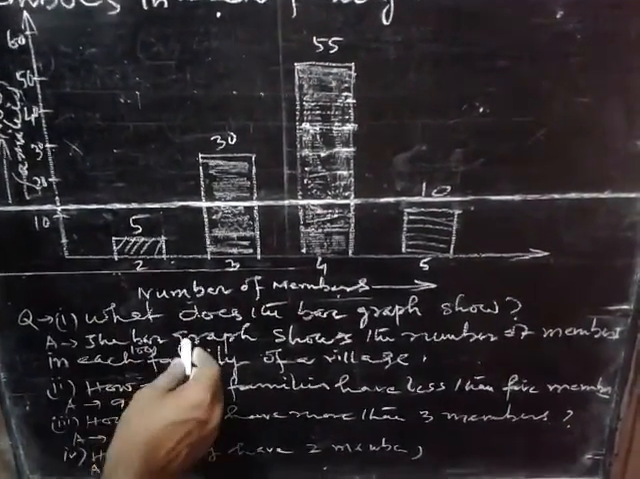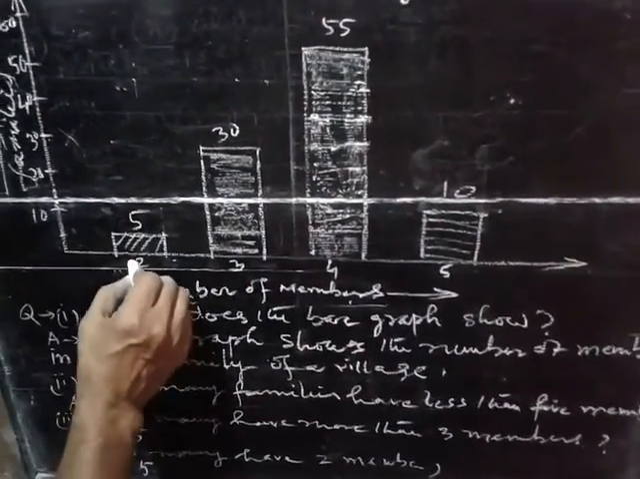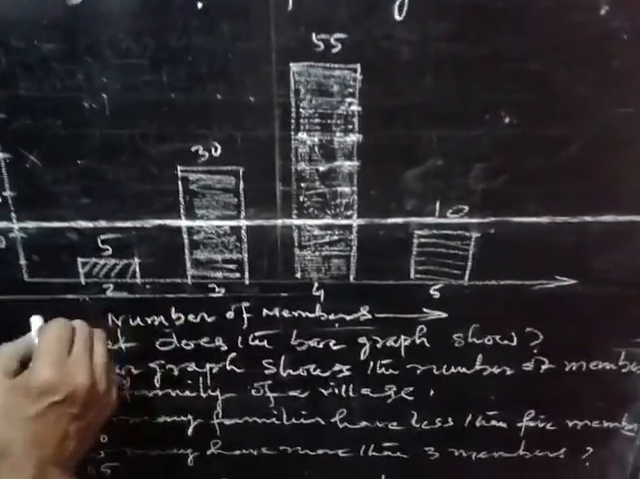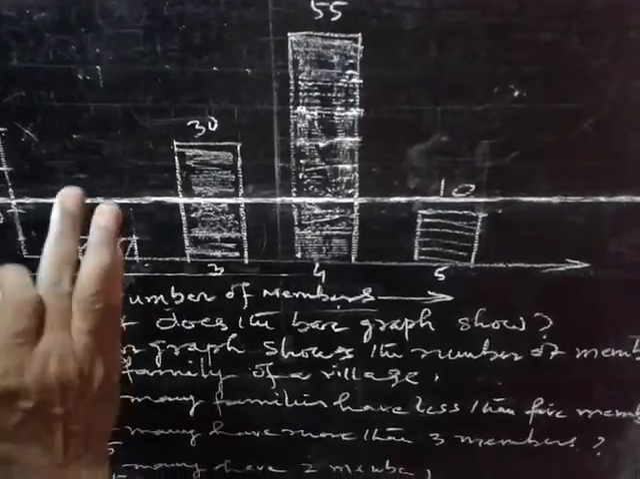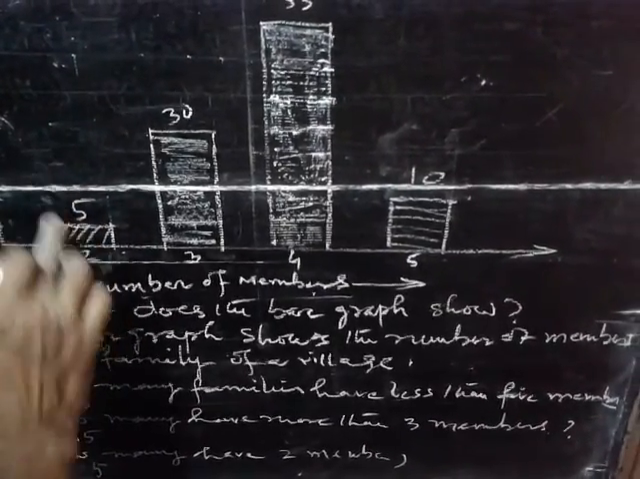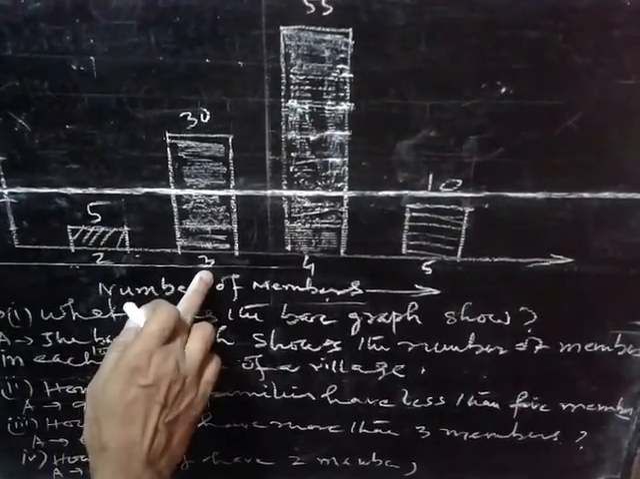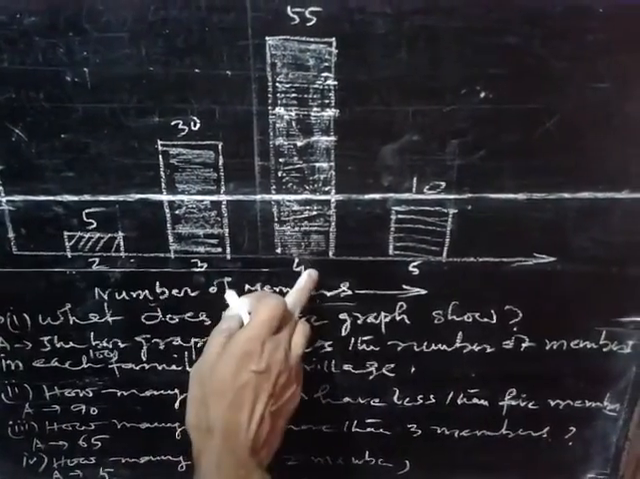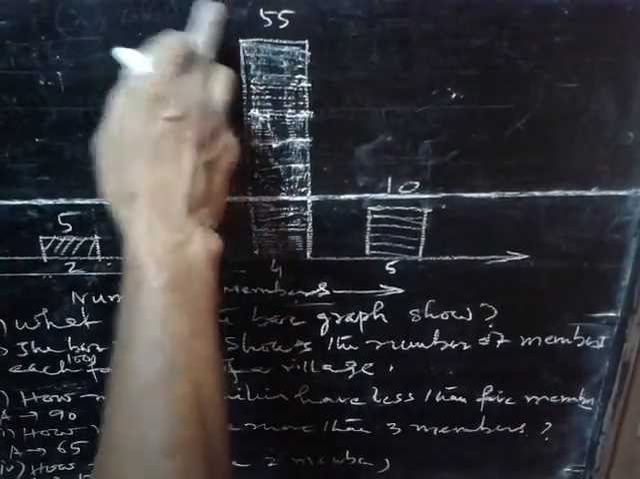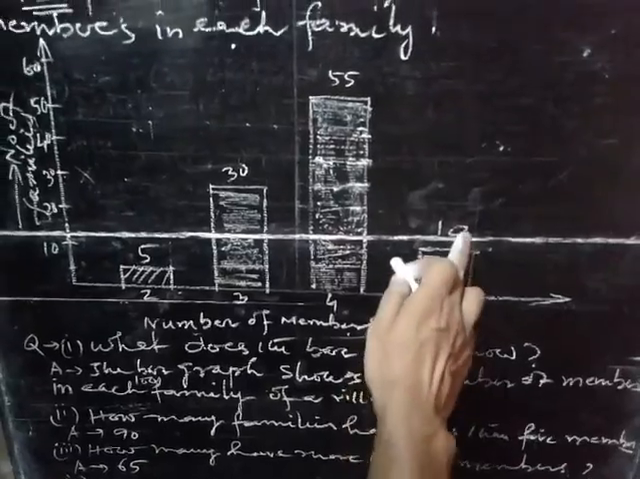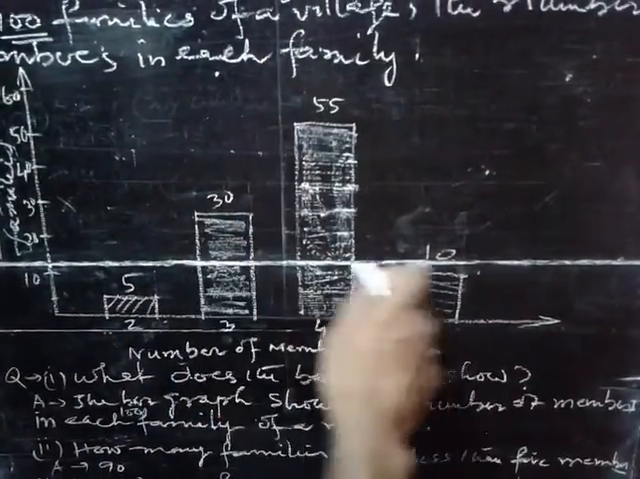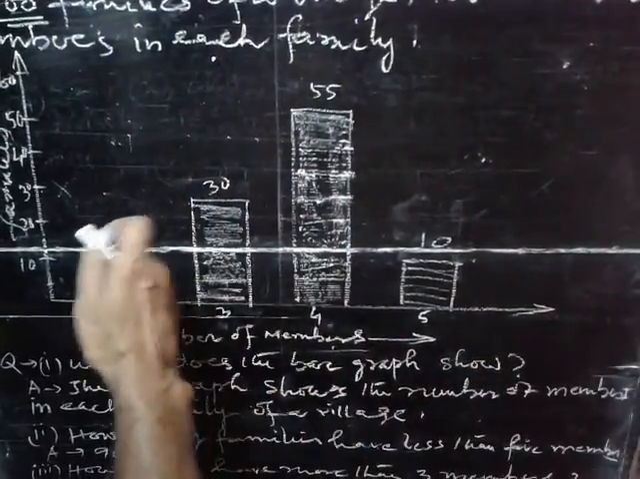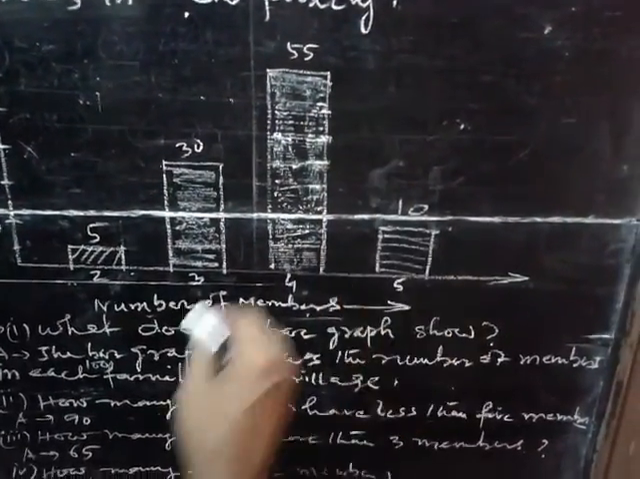The first question: families with 2 members are 5 in number. Families with 3 members are 30. 4 members, 55 families. 5 members, 10. That is 5 plus 30 plus 55 plus 10, out of 100 in this survey.